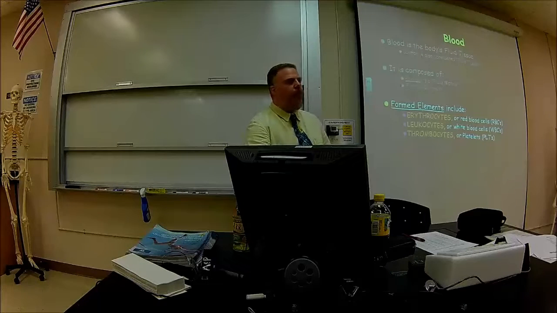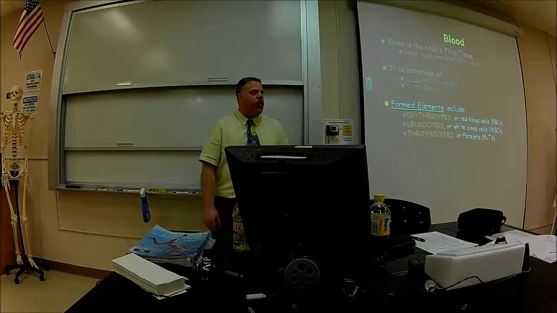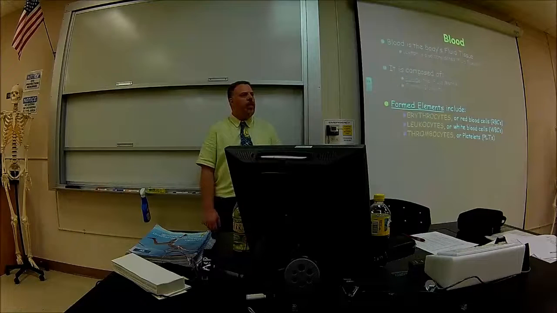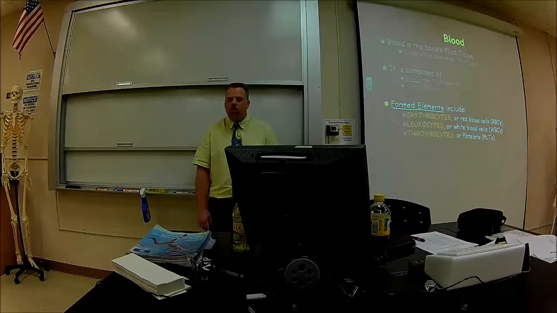Now, we have a lot more erythrocytes in our blood. About 45% of our blood is red blood cells. Okay? About 55% is plasma, and then less than 1% is leukocytes and platelets.